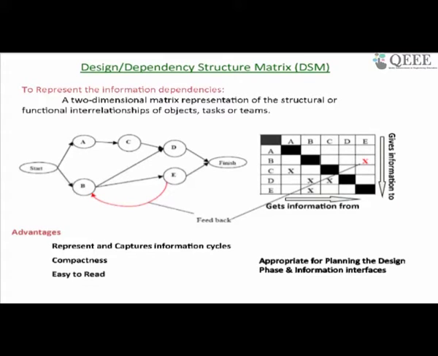A little bit on the dependency structure matrix. Now we have talked about the critical path method. Critical path method is certainly used for planning construction. But when we get into the design phase, how do we plan design? Design is also a very, very important part of the project, as we saw in the first lecture.